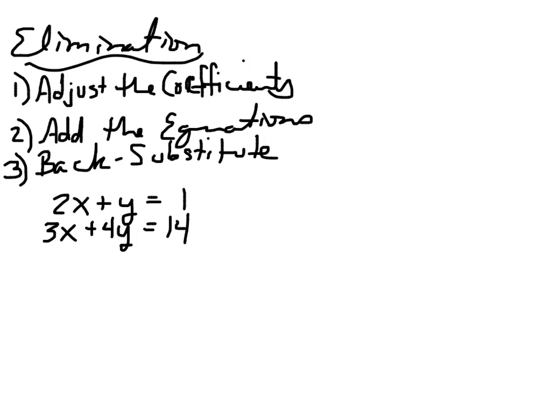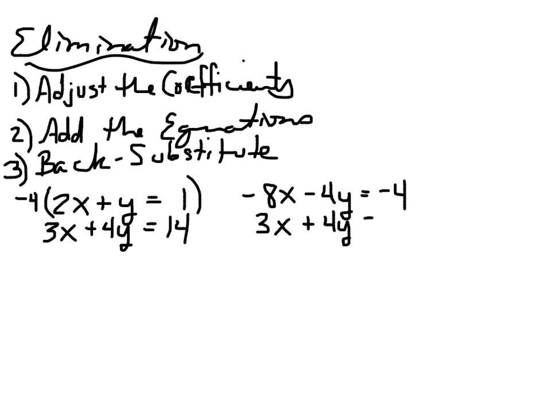if I look at adding straight down right now, I would have 5x and plus 5y, and that's not what I want. I want it so that one of those goes away. Whether you choose the x or the y is your choice. My choice is I'm going to choose the y, so I need to multiply this equation by negative 4. All I'm doing is distributing the negative 4 out, so that when I add them straight down, my y's will go away.